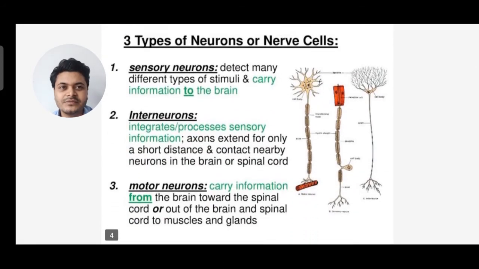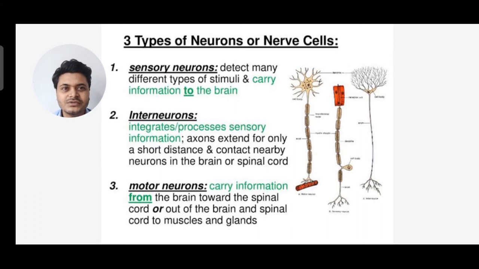Now there are three types of neuron or nerve cells: sensory neuron, interneuron, and motor neuron. You can see the examples given. What is the function of sensory neuron? It detects many different types of stimuli and carries information to the brain. So sensory neuron carries information towards the brain.